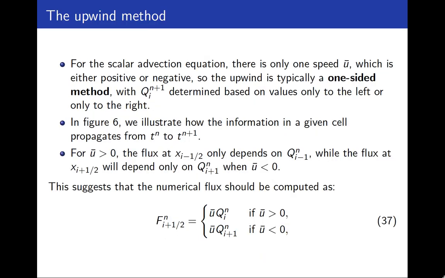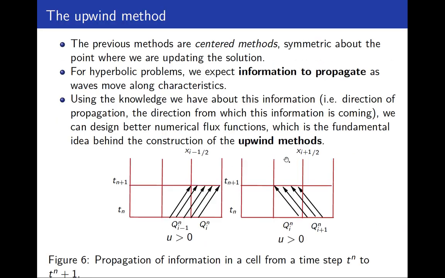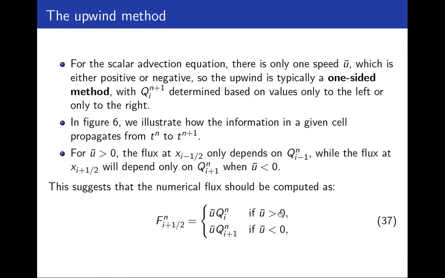Now for the scalar advection equation, as we know, there is only one speed, which is the fluid velocity U bar, which can be either positive or negative. So the Upwind is considered to be a one-sided method, with the value at the cell I evaluated at the new time step n plus 1 determined based on values only to the left or only to the right. So in figure 6, which is this figure I showed before, we illustrate how the information in a given cell propagates from the old time step to the new time step.